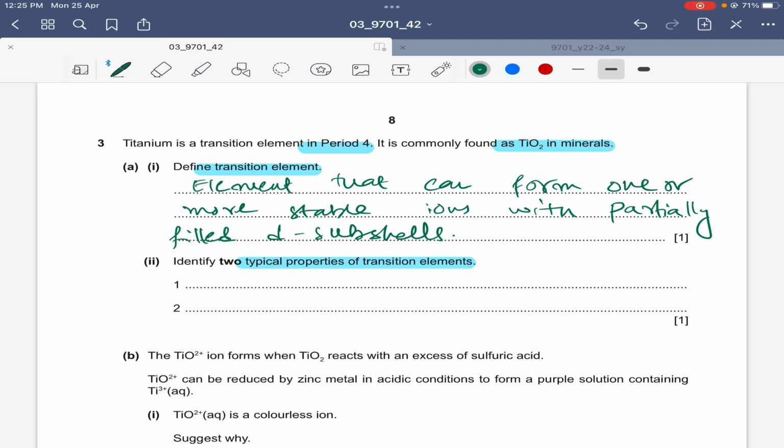They show variable oxidation states in their compounds. For example, iron could be either +2 or +3, vanadium shows different oxidation states. And secondly, they can act as catalysts, right? They form complex ions, they give colored solutions. So these are all typical properties of transition elements. So you have to just write any 2 of them.